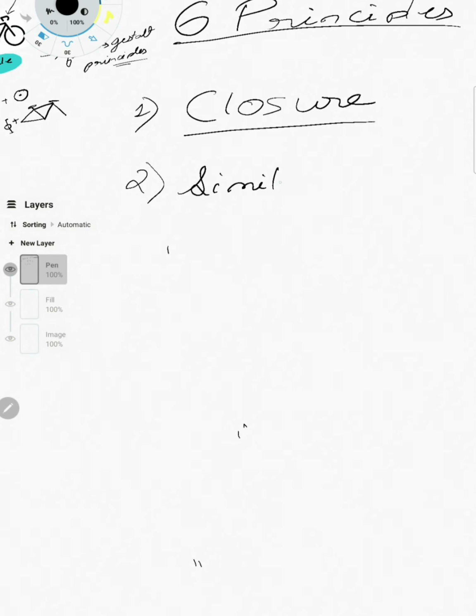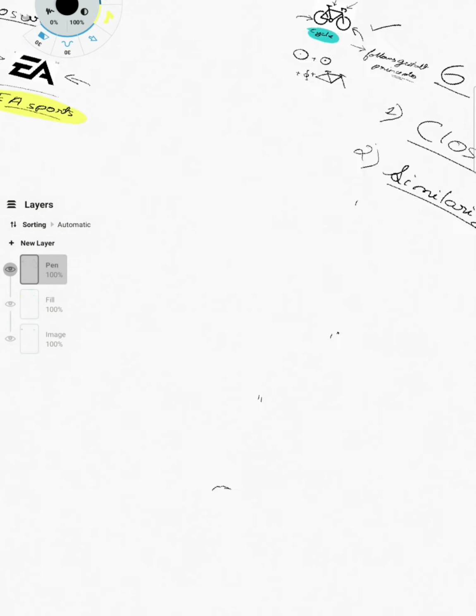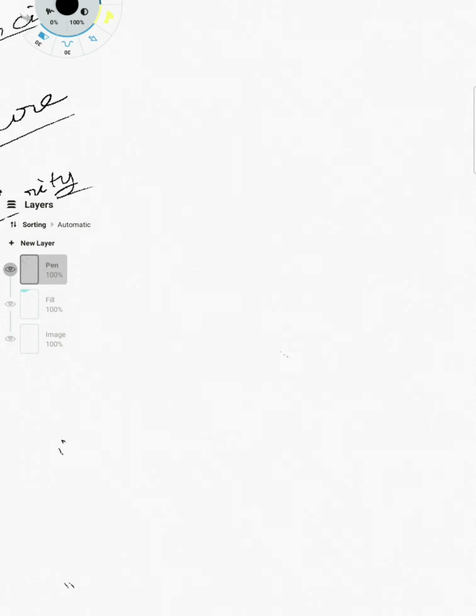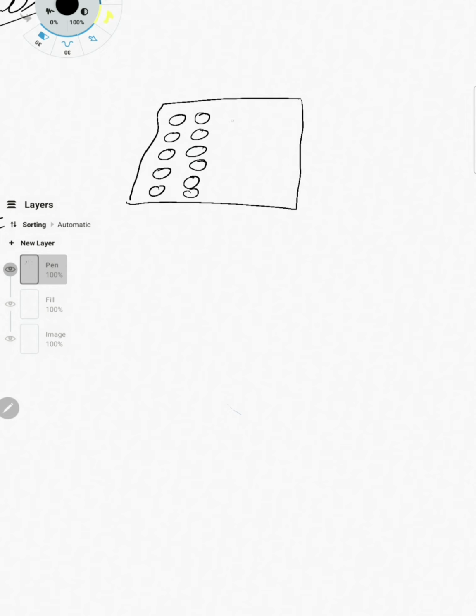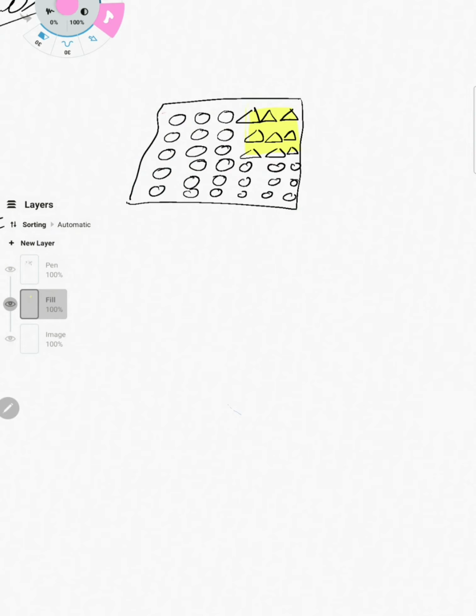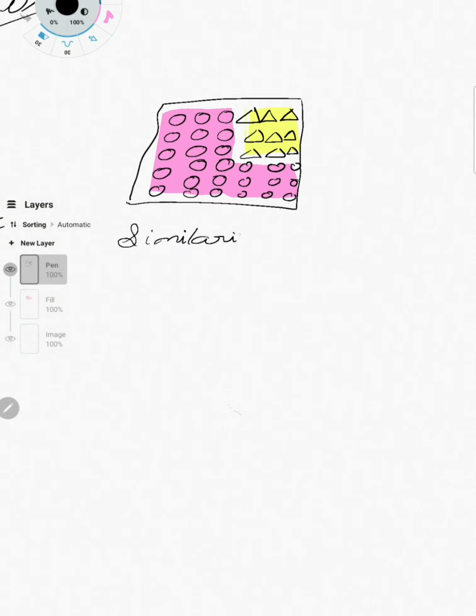The second principle is the principle of similarity. Now let's say there is a group of figures, circles and triangles grouped together, but we tend to perceive the similar groups together. Say, in here, the circles can be grouped as the letter L.